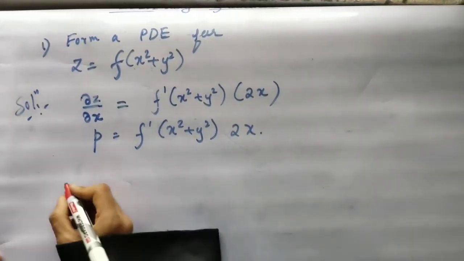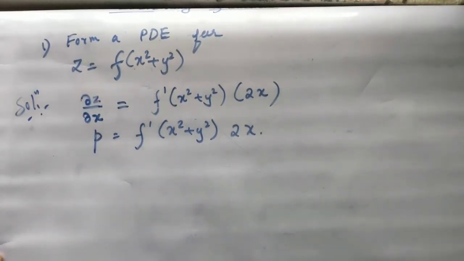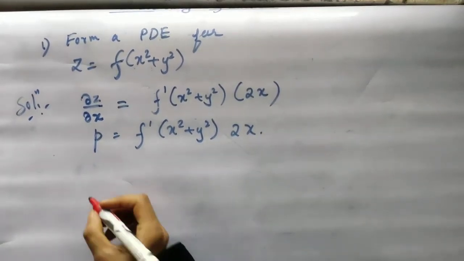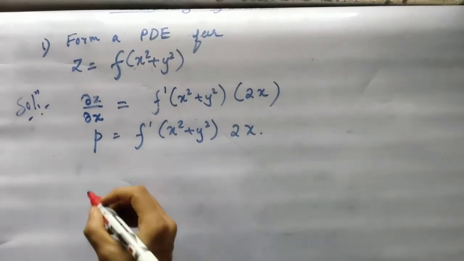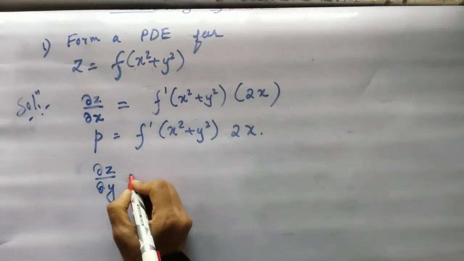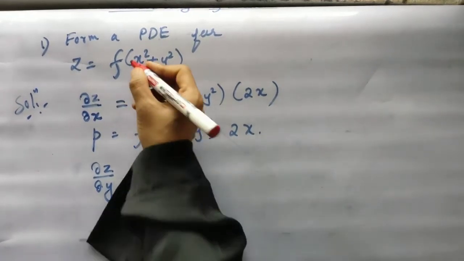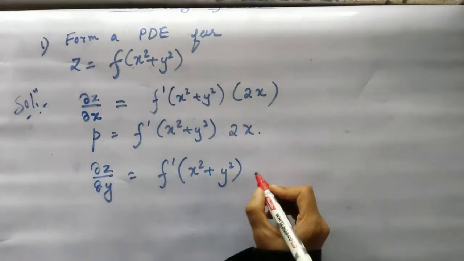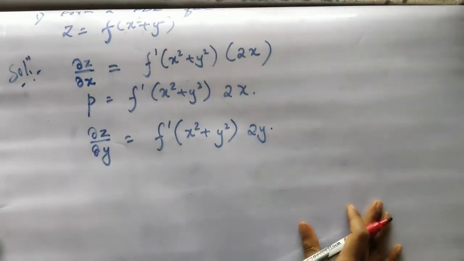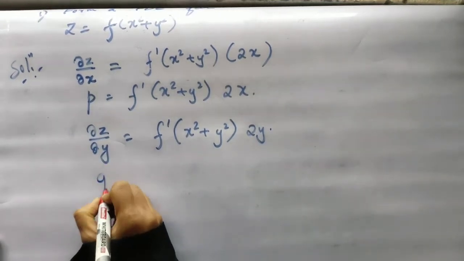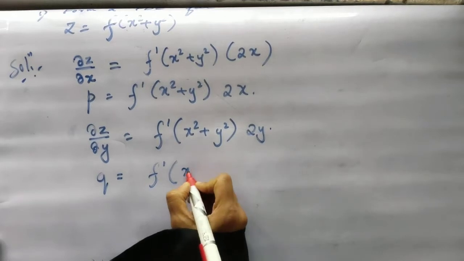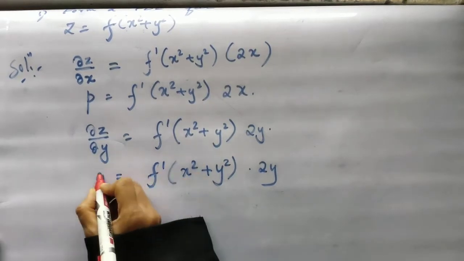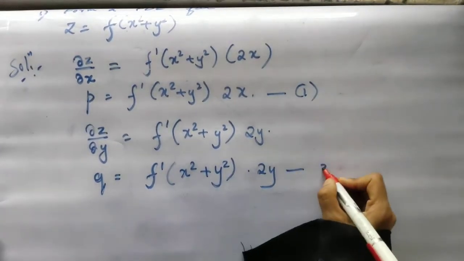Now let us again differentiate the given z with respect to y partially. So let us find dou z by dou y. Dou z by dou y is again the derivative of f with respect to y, f dash of x square plus y square into the derivative of the bracket, which is 2 into y. Since dou z by dou y is q, q is equal to f dash of x square plus y square into 2y. You have got two equations now. This is equation 1, this is equation 2.